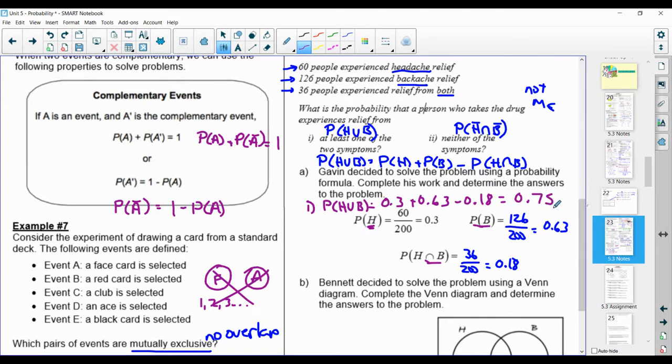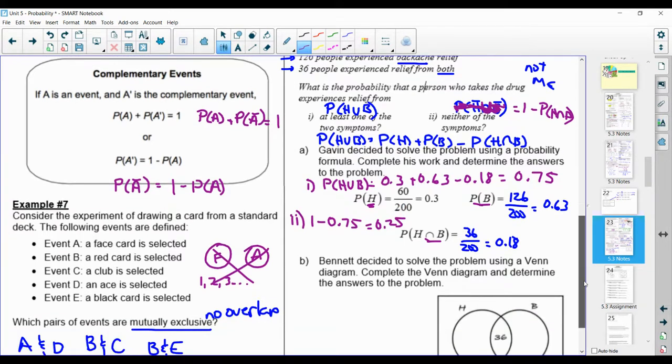Now, if the probability of getting the relief from at least one is 0.75, then neither would be 1 minus the probability of H and B. I just realized that should have been not H or not B. We'll just change that. We'll just write the complement. So the probability here is going to be 1 minus 0.75. Because if there's a 75% chance or 0.75 probability that there will be relief, then the opposite of that is no relief. So 1 minus 0.75 would be 0.25. So 25% chance of no relief.